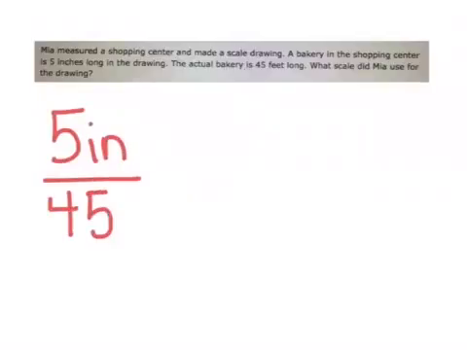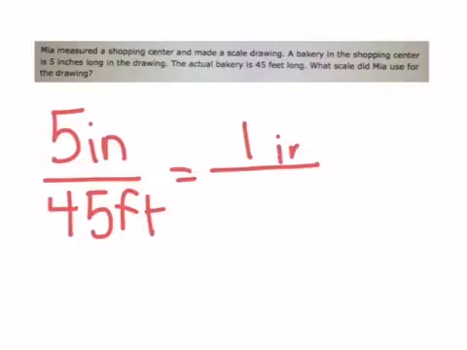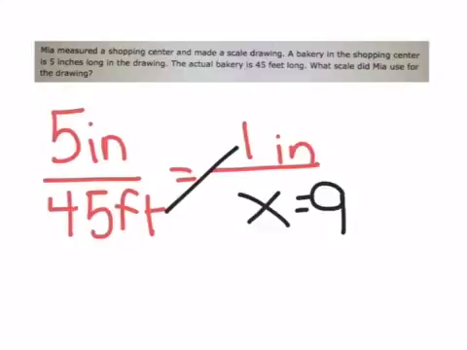All right, so this one's a little bit different than the other ones. It gives you the measurements of the drawing, so it says it was 5 inches, and then in real life it was 45 feet. So we always want to know for 1 inch how much would it equal in feet. So 45 times 1 gives me 45, and 45 divided by 5, I'm hoping you're saying, is 9.